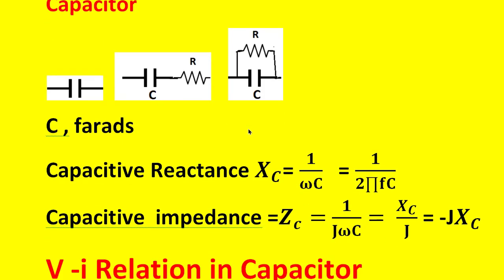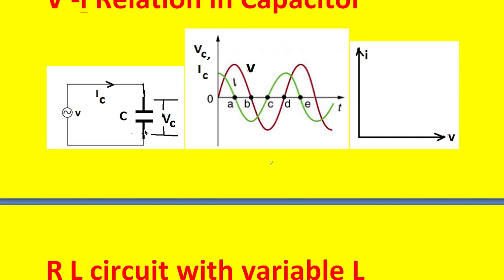Similarly, when it comes to the capacitor, if you apply the AC supply to the capacitor like this, then a current will flow through the capacitor like this. Then the voltage across the capacitor lags the current flowing through the capacitor by 90 degrees. This is the voltage across the capacitor. This is the current flowing through the capacitor. And if you look at the waveforms, the current leads the voltage by 90 degrees. So this is the current vector, whereas this is the voltage phasor.